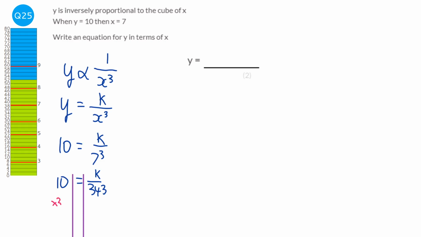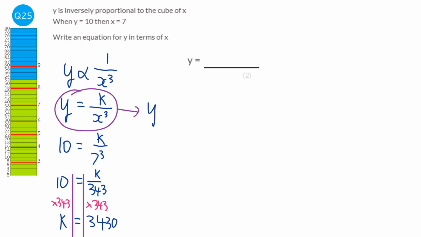So times by 343 both sides to find out what k is. And I'm just going to swap them around just to give myself a bit more space. And we're going to have k on the left hand side here. So that'd be 3,430. So k is 3,430. So what I'm going to do is just rewrite this equation here. But we know what k is now, so it's y equals 3,430 over x cubed. And that actually is our answer.